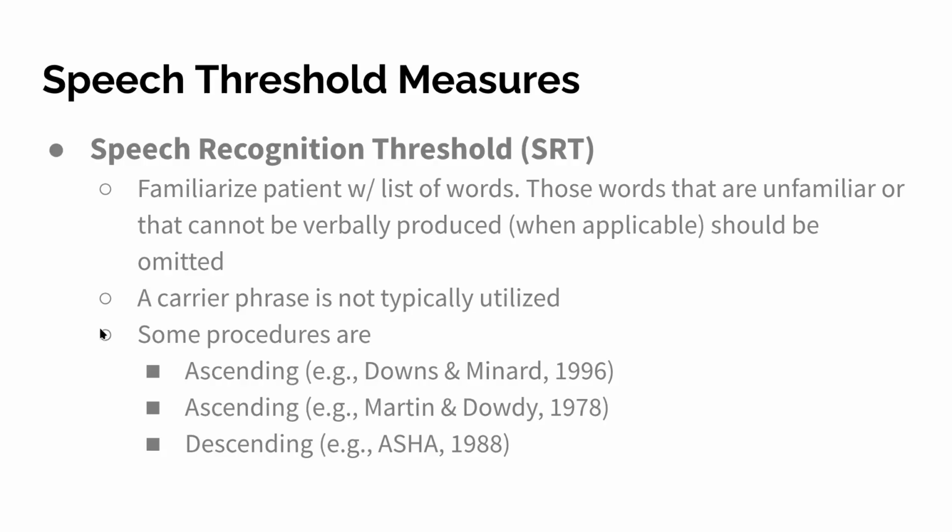Speech recognition threshold, when we're trying to assess it, we want to familiarize the patient with a list of words first. Those words that are unfamiliar or that cannot be verbally produced should be omitted. That's what I was talking about with monitored live voice being easier in some respects. If they can't verbally produce a certain word, or if they're not familiar with a word, like a child, then you may want to omit it from the test and use monitored live voice.